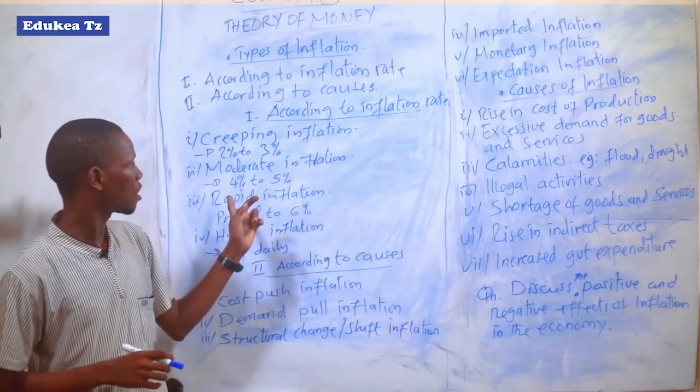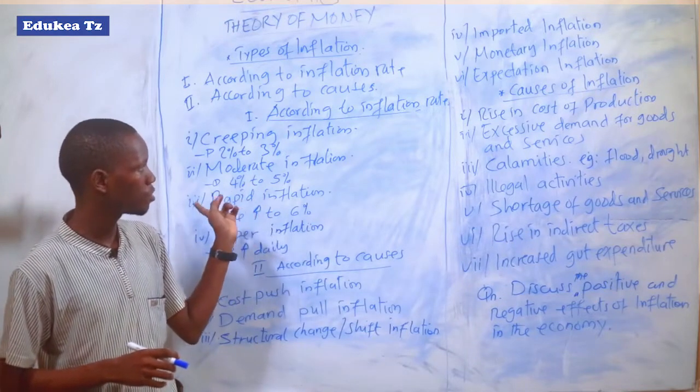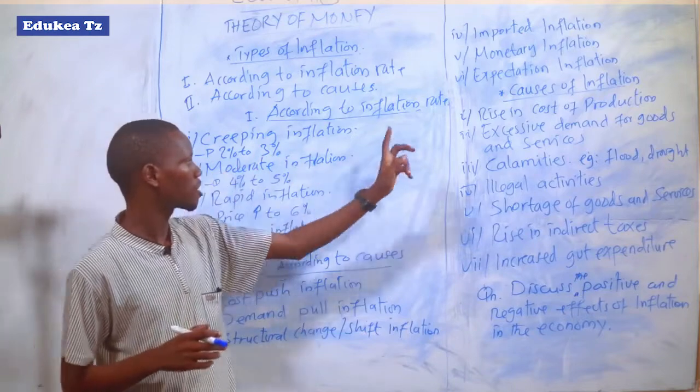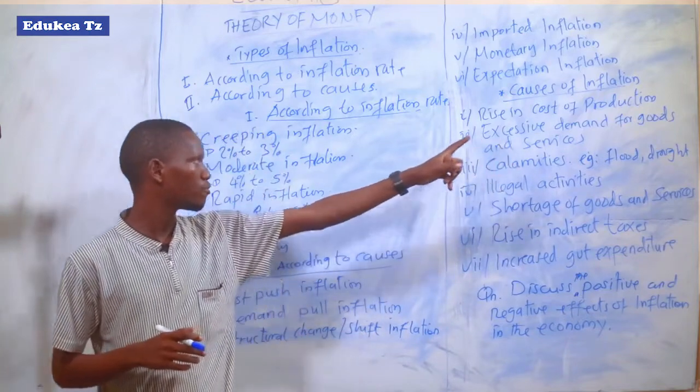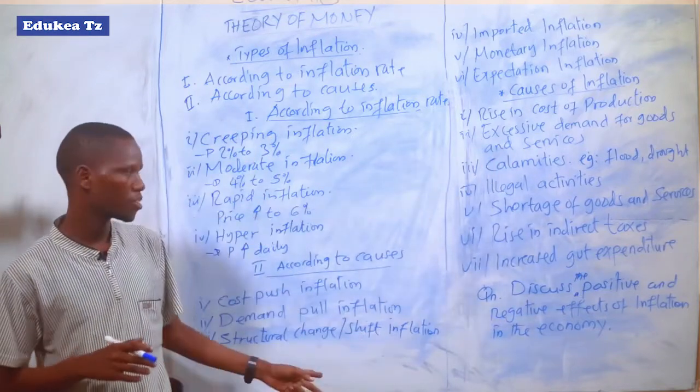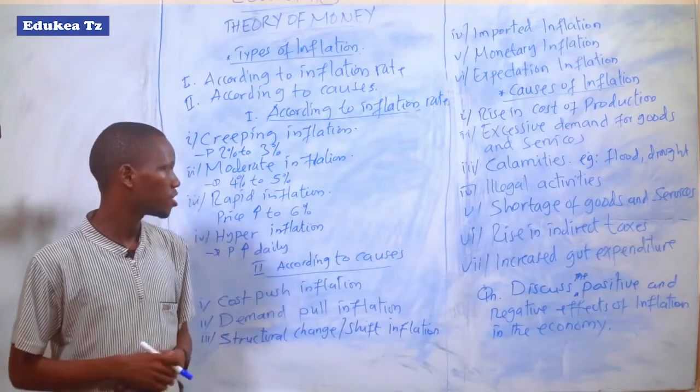And we have seen it now, the type of inflation, we have demand pull inflation. So demand pull inflation comes from this excessive demand for goods and services. That is where we get demand pull inflation.